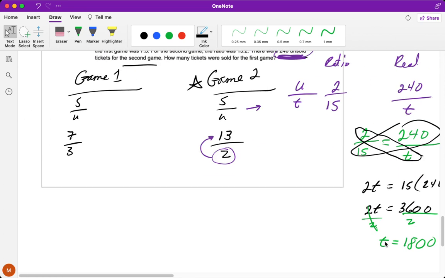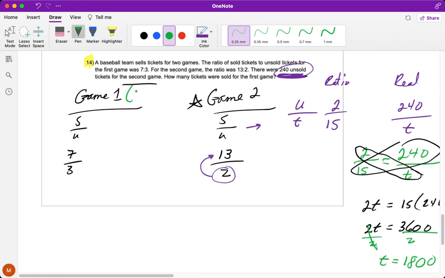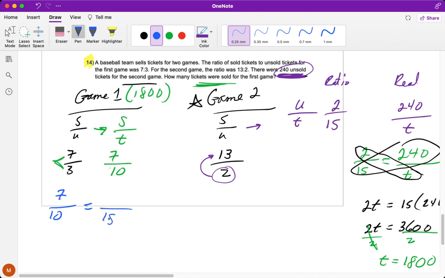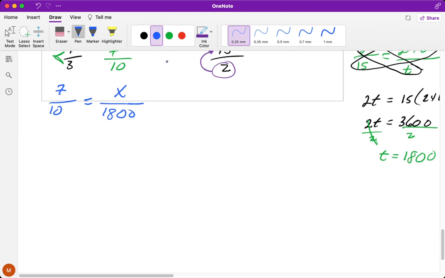So now I'm going to go back to game 1. And we know that there's 1,800 total tickets. They want to know how many tickets were sold in the first game. So now I'm going to rewrite this ratio as sold to total. Well, there's 7 parts for the sold tickets, and 7 plus 3 is 10. So this ratio is 7 to 10 in sold to total tickets. So 7 to 10 is equal to, well, we know there's 1,800 tickets, so I'm going to write 1,800. And we don't know how many sold tickets, so we are just going to represent that as x.